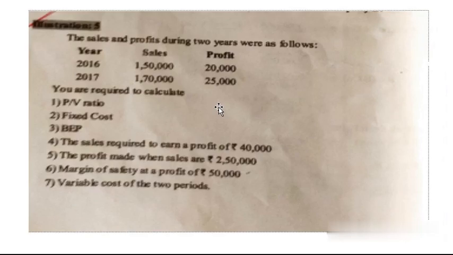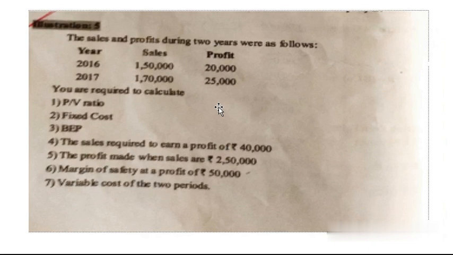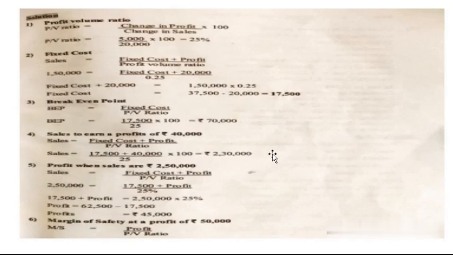Next question they have asked: what are the sales required to earn a profit of 40,000? We have already calculated this in the previous problem. Sales is equal to fixed cost plus profit divided by PV ratio. Fixed cost is 17,500. They have given the profit in the question, so 40,000 you will be taking. So fixed cost, which is 17,500, plus 40,000, the profit you require, divided by 25 into 100 will give you sales of 2,30,000. So if your sales reach 2,30,000 rupees, then you will earn a profit of 40,000.